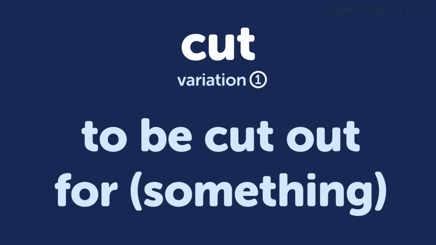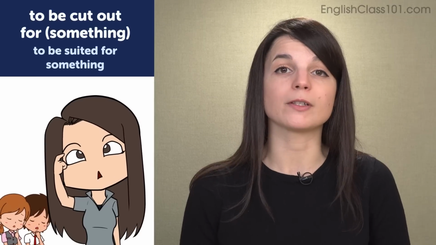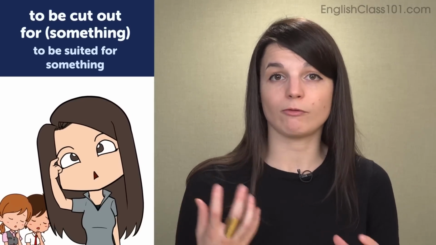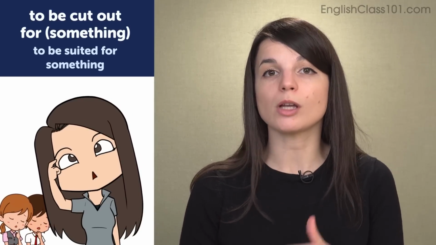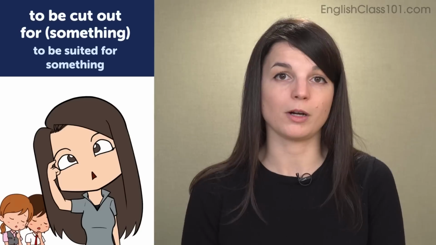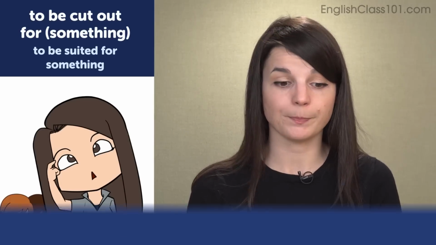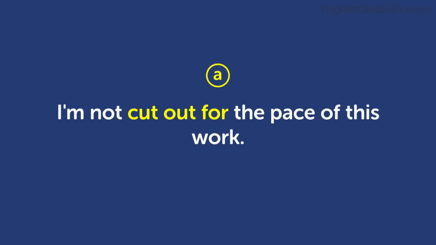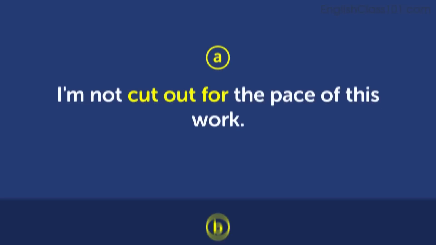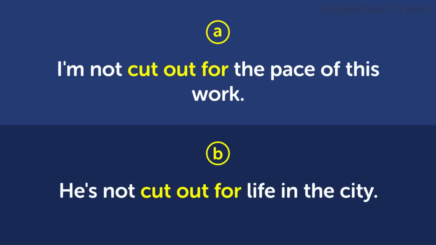Let's move on to some variations for this verb. The first variation for this verb is to be cut out for something. To be cut out for something means to be suited for something. This is an expression we commonly use in the negative form, actually. Let's look at some examples. I'm not cut out for the pace of this work. He's not cut out for life in the city.